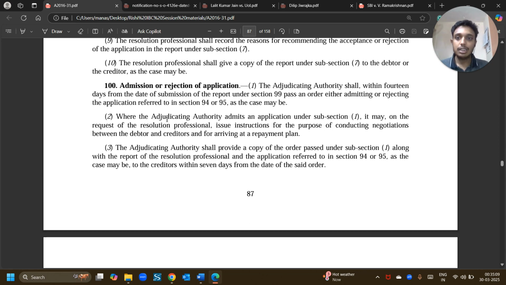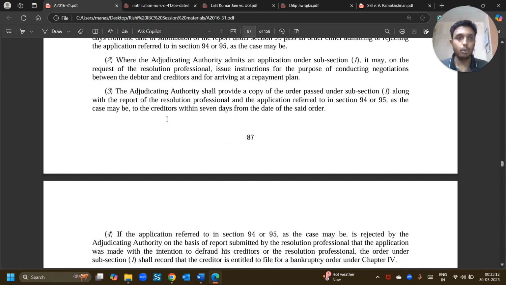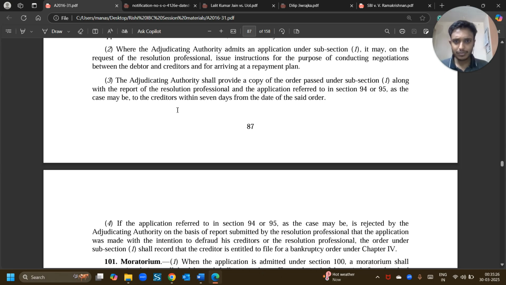Therefore here subsection 2 of section 100 puts 2 barriers which have to be cleared. What are they? First, the negotiation between creditors and debtors has to be based on the request of the RP. And second, if you read the provision itself, it's very clear that this is left to the discretion of the adjudicating authority. Merely because the RP has requested, it does not mean that as a matter of right, the creditors and debtors will get permission to negotiate. It is still at the discretion of the adjudicating authority.